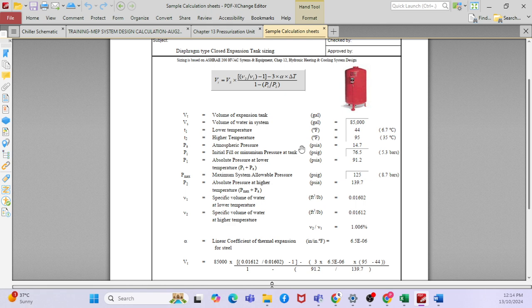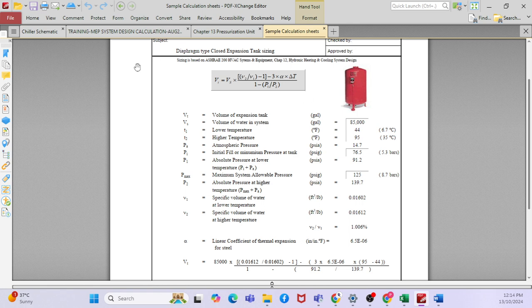Whenever in our system, we are not using the open type, which is not used in the HVAC industry, or the direct type, where air and water are in contact. So we are using a diaphragm type closed expansion tank to reduce the size in the system. If you do the calculation with the other type and this type, you can see the difference in system volume.